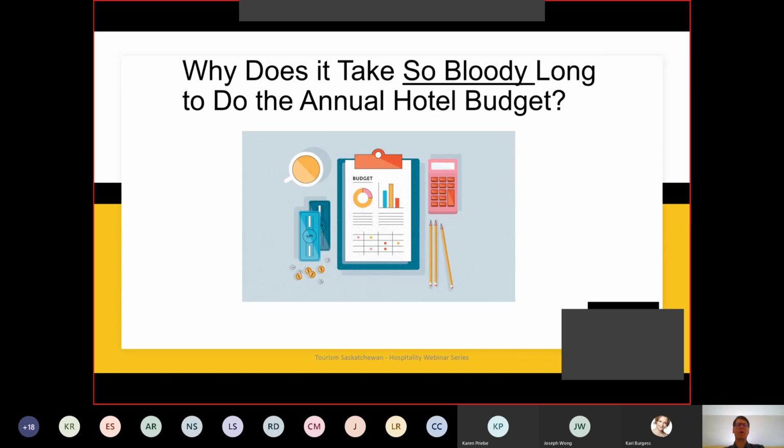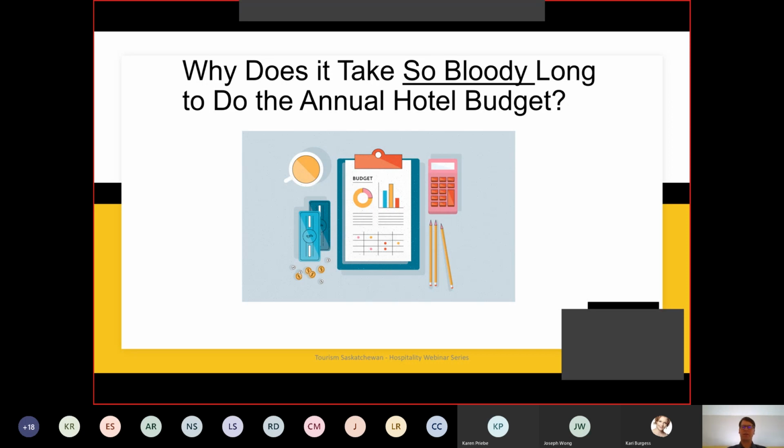So I get this question a lot. Why does it take so long to do the annual budget inside of most hotels? Well, what people need to realize is that there's a lot at stake with the budget. And when we're in a hotel where we've got a brand and a local management company and maybe an owner, everybody's kind of jockeying for position.